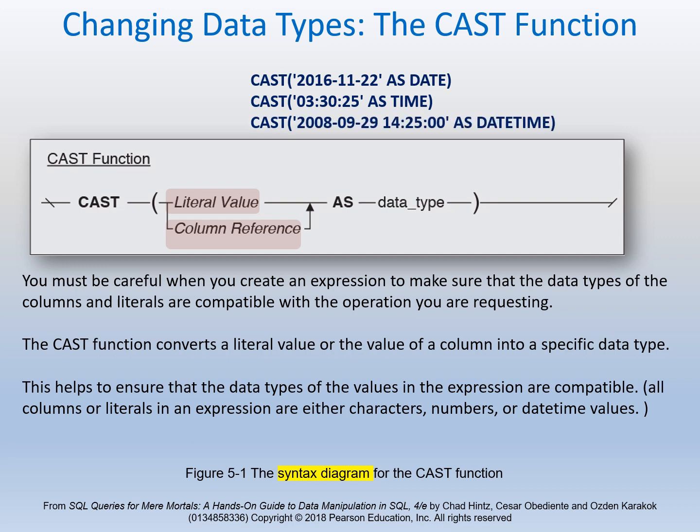Another example, the third one, we have 2008, September the 29th. The time is 14, which is 2 p.m., 2:25 p.m., 0 seconds. We can convert this character string to the date time format.